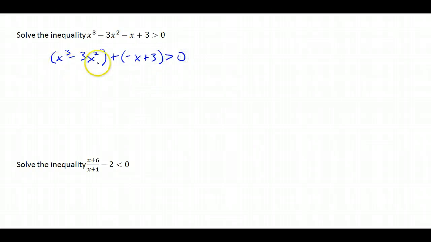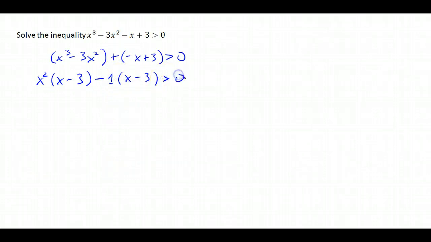Nonlinear inequalities are a little bit trickier. What you need to do is make sure they're completely factored before you try and figure out their solution. So here we go. If y'all notice, I can take the first two terms and group them together. And I can group the last two terms. So I'll do a negative x plus 3. And then I can take an x squared out of this, leave me with x minus 3. And I can take a negative 1 out of that, leave me with x minus 3. And that's still greater than 0.